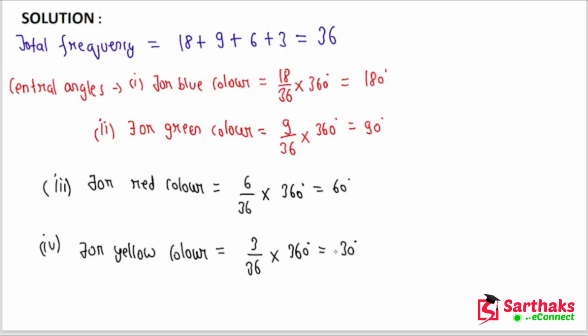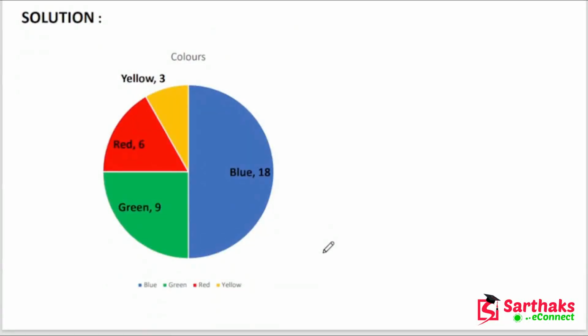Now it is our time to actually make the pie chart. So you can clearly see the pie chart would look something just like this. In this pie chart you can obviously see that blue is of 180 degree, right? So see, that is half of the circle. For yellow we have calculated the central angle to be 30 degree, so it is just very small. For red, the central angle came out to be 60 degree. Green has occupied a complete quadrant which is 90 degree. So in this way we have constructed a pie chart.